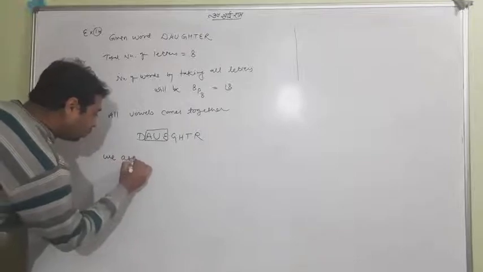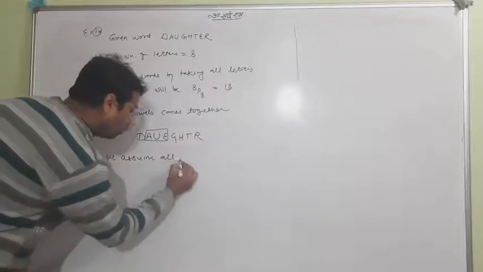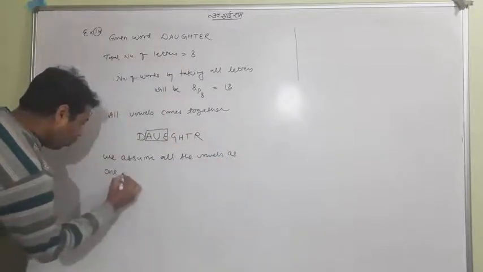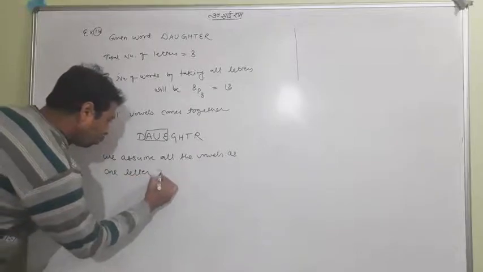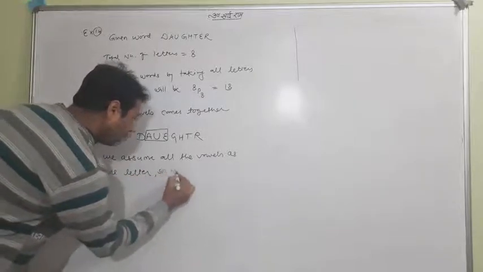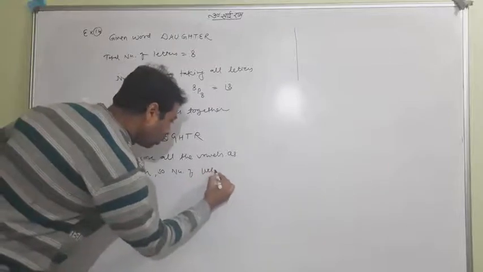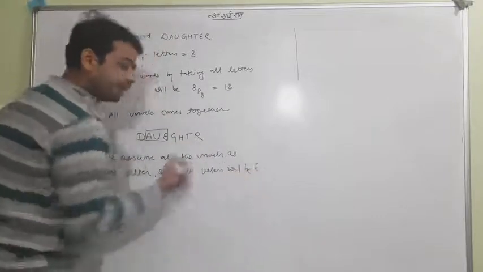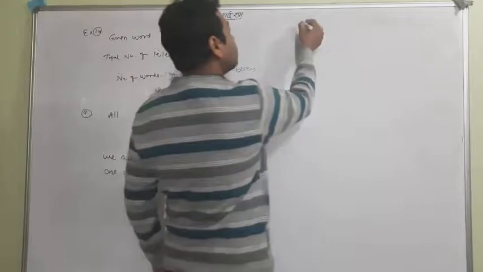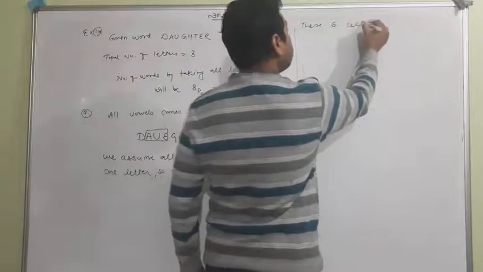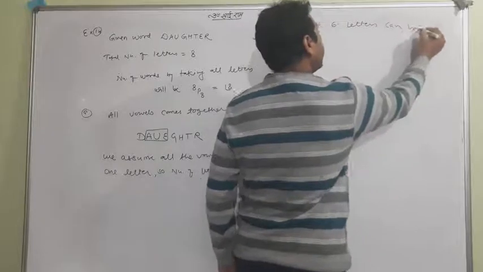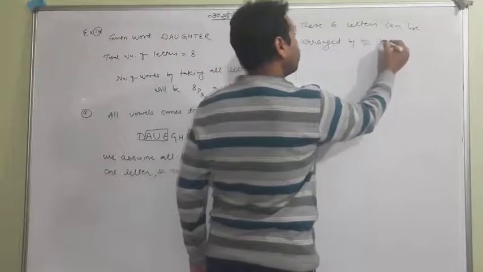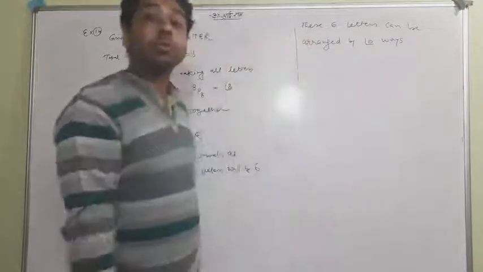We assume all the vowels as one letter, so that the number of letters will be how many? 1, 2, 3, 4, 5, 6. So these 6 letters can be arranged by factorial 6 ways. You know nPr, 6P6, factorial 6.